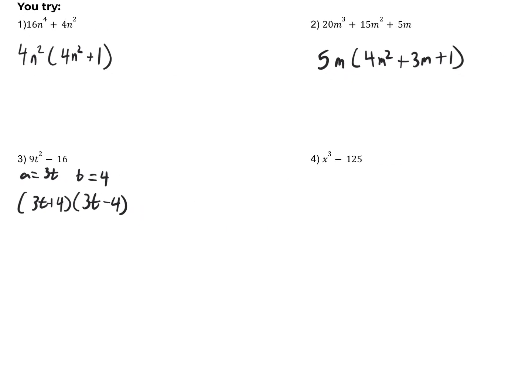And then lastly, I got x cubed minus 125. Well, all those are perfect cubes. So my a would be x, and my b would be, sorry about that, just 5, the cube root of 125. Let's just build our parentheses out first. All right, so x and 5 go there. This is going to be an x squared. That's going to be a 5x, and that's going to be a 25.